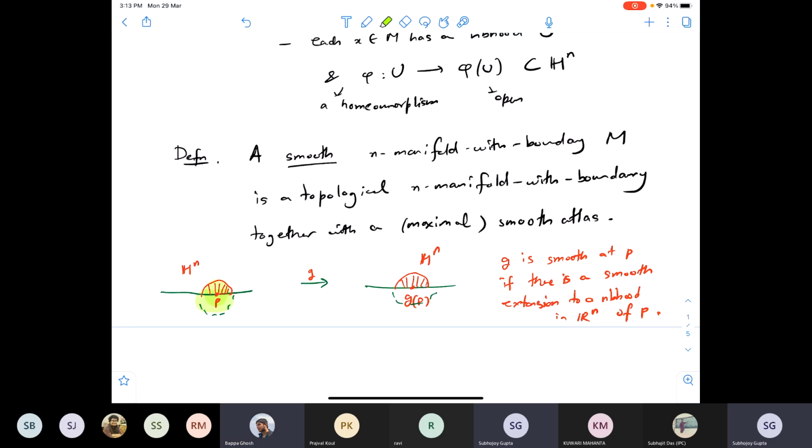Sir, one more thing. Since we have already embedded the manifolds inside R^n for some n, suppose f is a function from M to some R^k or maybe some N. Then, if it is smooth, can we assume that it is a restriction of a smooth function from R^n?